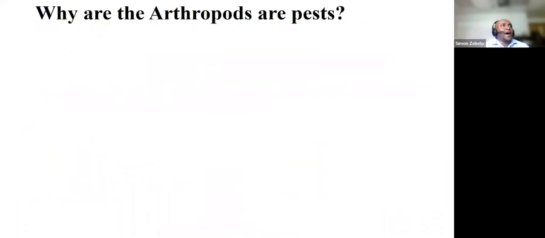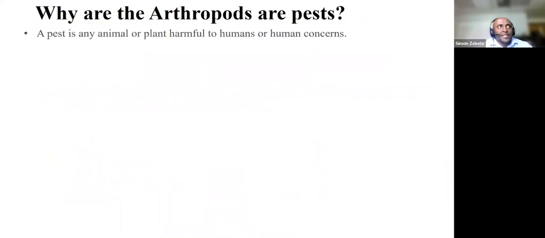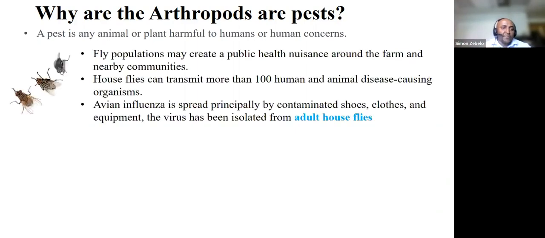So why are arthropods pests? First, what is a pest? A pest is any animal or plant harmful to humans or a human concern. In other words, any organism, whether plant or animal, that makes a discomfort to human beings, we call it a pest. So as I've mentioned, flies are number one pests, I can say, that annoy people, that transmit disease, and also have other implications.